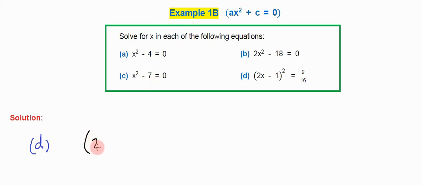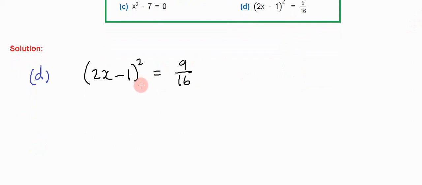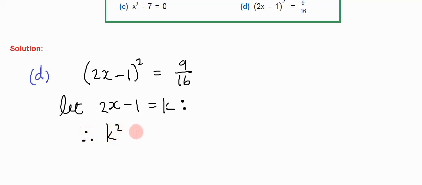So we have (2x minus 1) all squared equals 9 over 16, and we need to solve for x. Now, this equation is a little bit more complex than the previous ones. What we can do here is let what's inside the brackets, in other words 2x minus 1, be equal to k, and rewrite this equation in terms of k. So then k squared will equal 9 over 16.